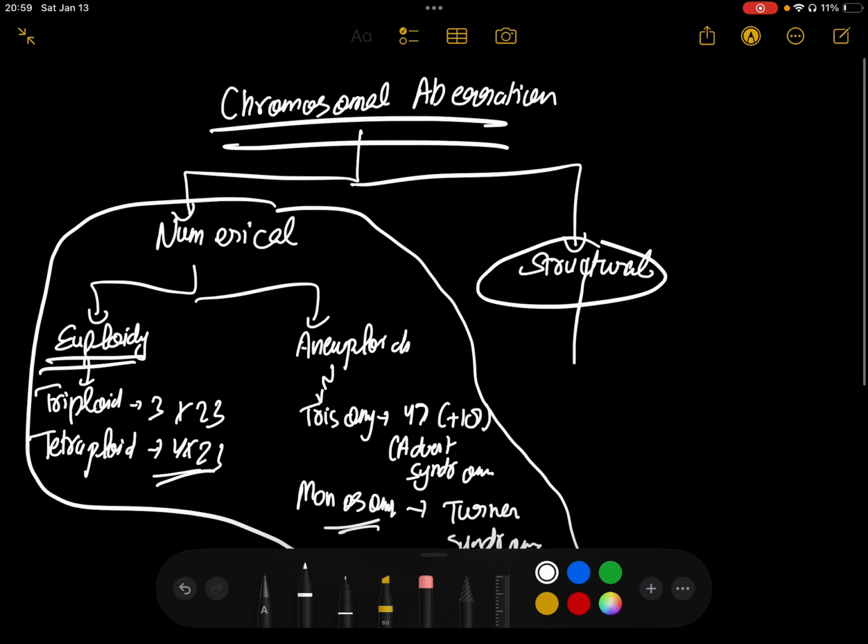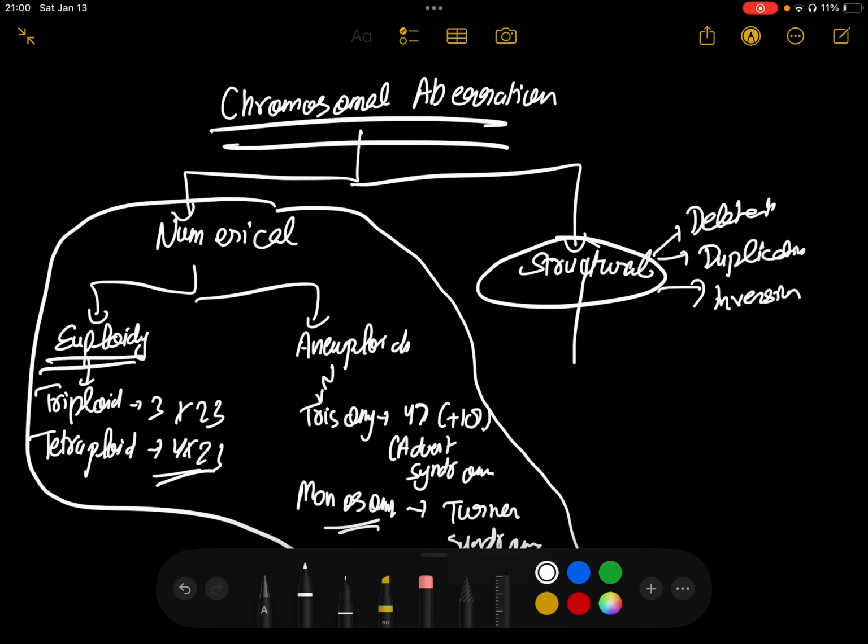Now what is structural chromosomal aberration? What happens in structural chromosomal aberration? The number of genes will not change. In the same chromosome only, some part will get deleted, or duplicated, or inversion, translocation, or ring chromosome.